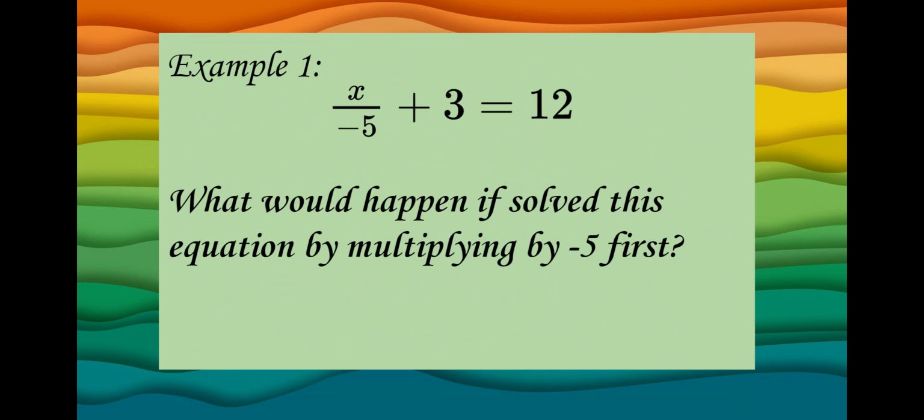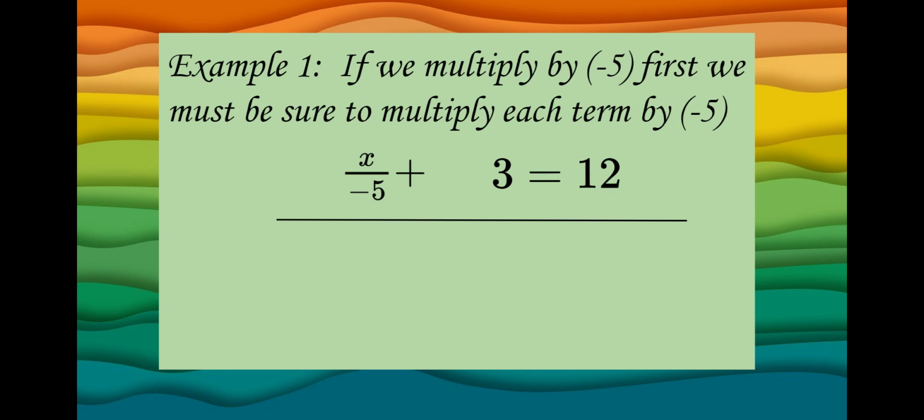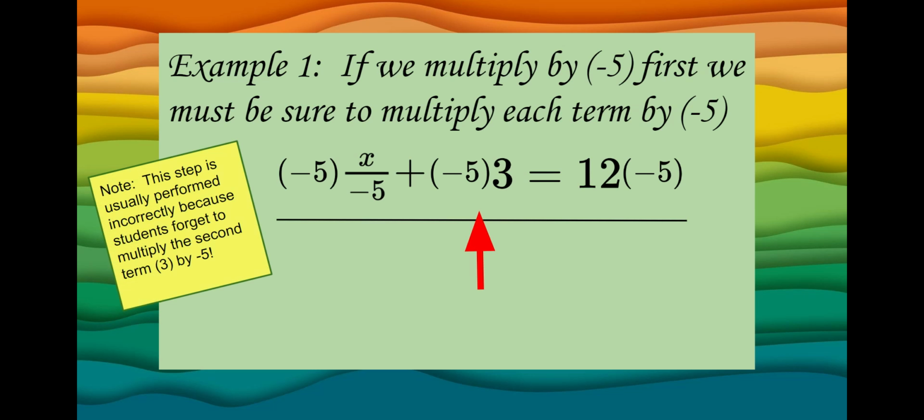Example 1. What would happen if we solve this equation by first multiplying by -5? If we multiply by -5 first, we must be sure to multiply each term by -5, such as below. The problem is this step is usually performed incorrectly by students because they forget to multiply the second term, the constant 3, by -5.